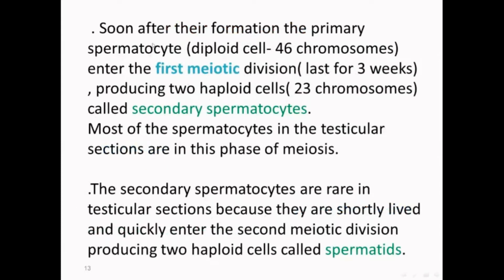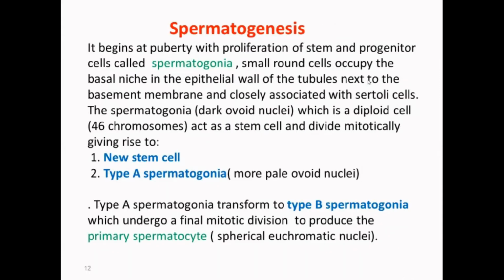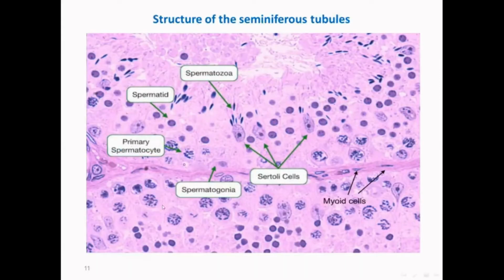Soon after the formation of the primary spermatocyte, the diploid cell, it will enter the first meiotic division. This division lasts for 3 weeks. It is a long time, therefore in most of the sections we see in the seminiferous tubule, we see mostly primary spermatocytes. These that I am pointing at are all primary spermatocytes.